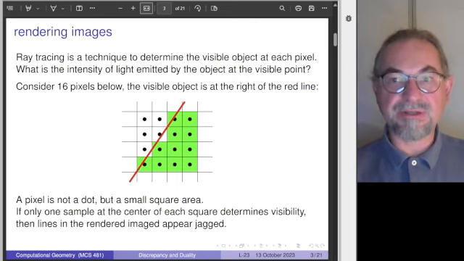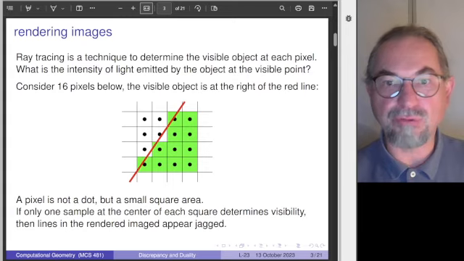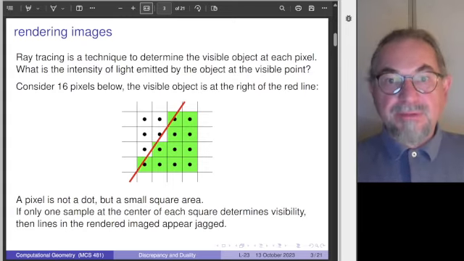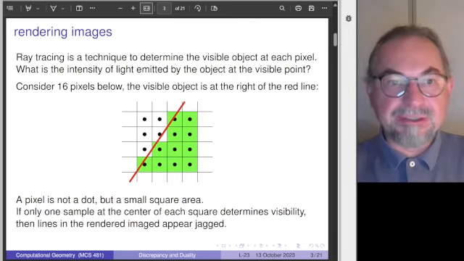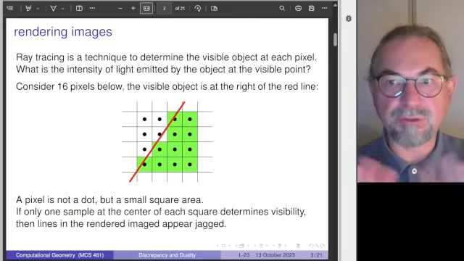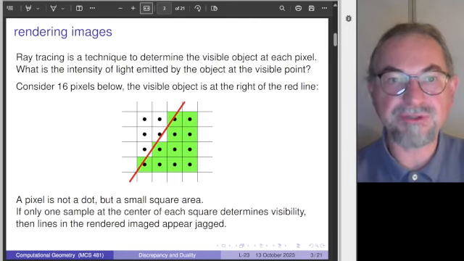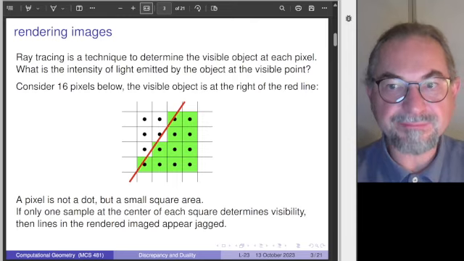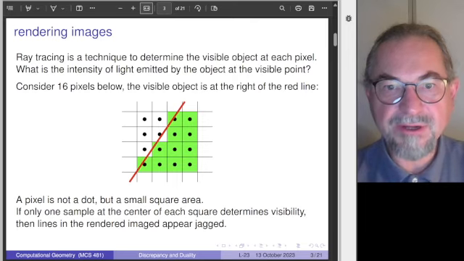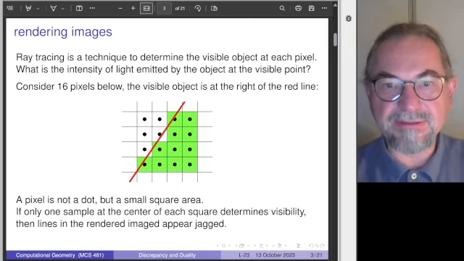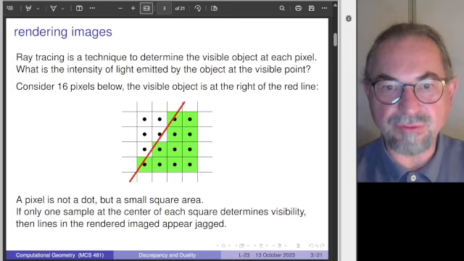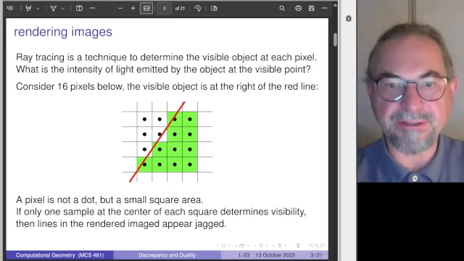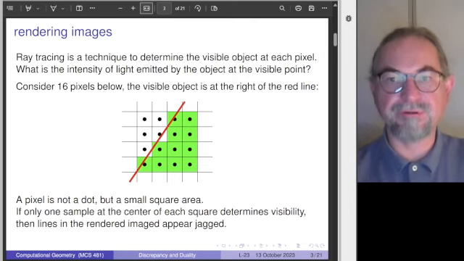Computer graphics applies a technique called ray tracing, determining the visible object at each pixel. What ray tracing really is not so much of a concern to us, but what we consider here is a sequence of pixels, and we have the objects that are being represented at the right of the red line. So we have a 4 by 4 grid of pixels that we here consider.